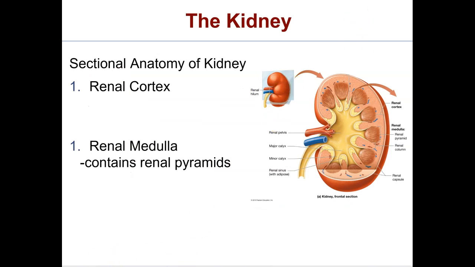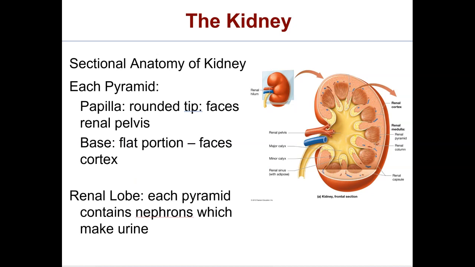If we were to cut a kidney and look at it, this is a coronal or frontal section, notice that we see this lighter area out here. It's pretty thin. This is the renal cortex. This area with these structures is called the renal medulla, and these structures are known as pyramids. Now, each pyramid is going to have a rounded area called a papilla, which means rounded or nipple-like projection, and that's going to face this area in here, which is known as the renal pelvis. The base of each pyramid is going to face the cortex.